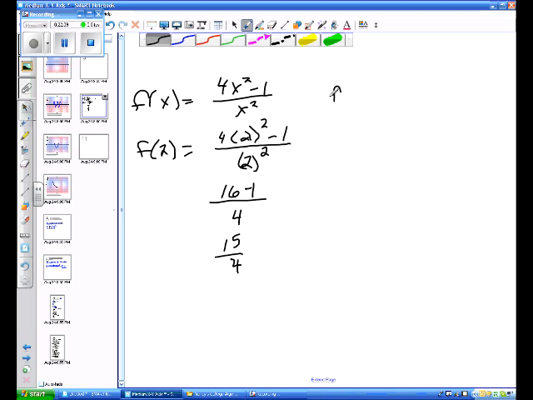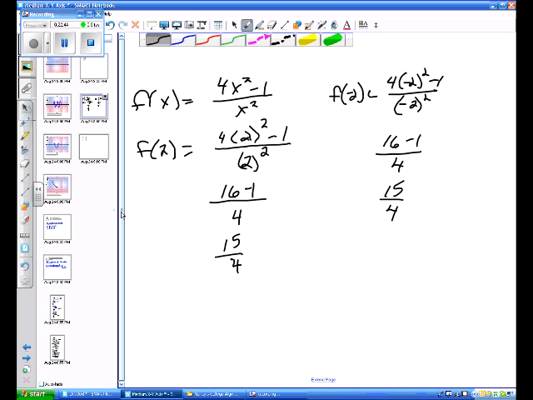Okay, let's say that we want to find f of negative 2. Then that simply means wherever there's an x, we'll substitute in negative 2. Be sure that the negative goes inside the parentheses. So when you square negative 2, you get positive 4 times 4 would be 16 minus 1. Negative 2 squared is 4, so we get 15 fourths. We got the same answer. Two different x values, but we got the same y value.